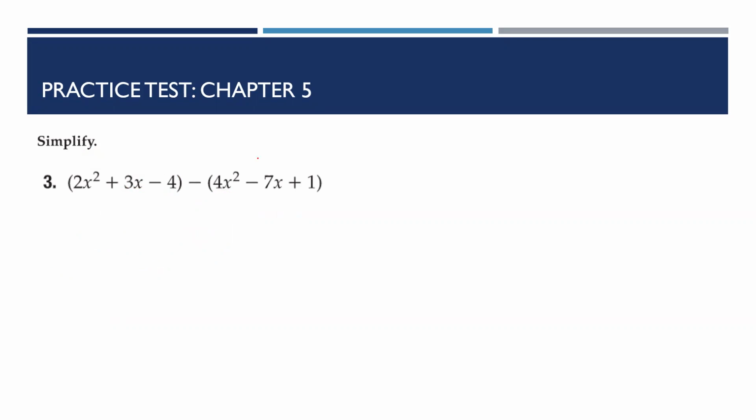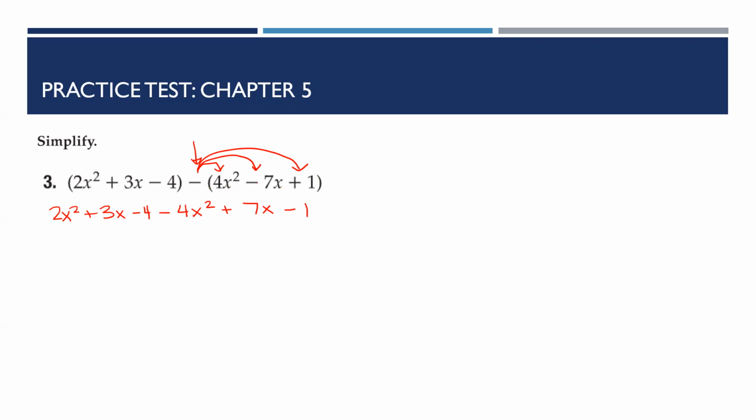Next here, now here we have this subtraction sign. Okay, so we have to distribute that subtraction sign to each one of these terms. Okay, so nothing happens to 2x squared plus 3x minus 4 yet. So then I have to multiply negative times 4x squared. Well, that's negative 4x squared. And negative times negative is going to be positive 7x, and negative times positive is negative.